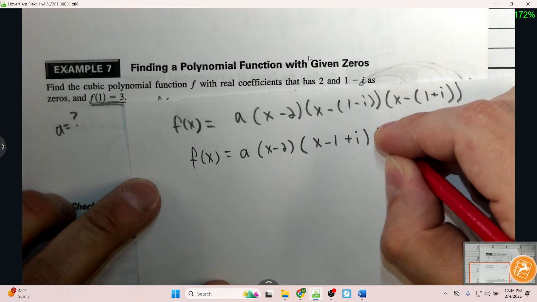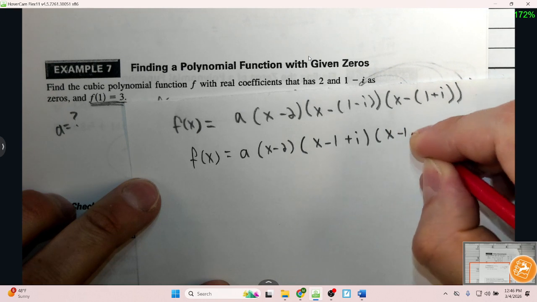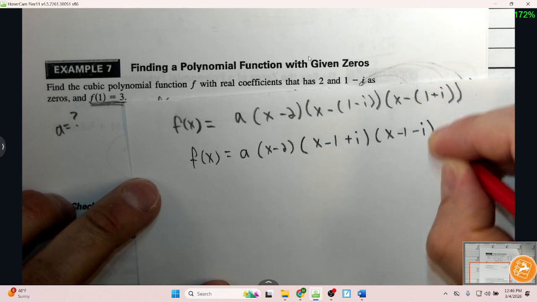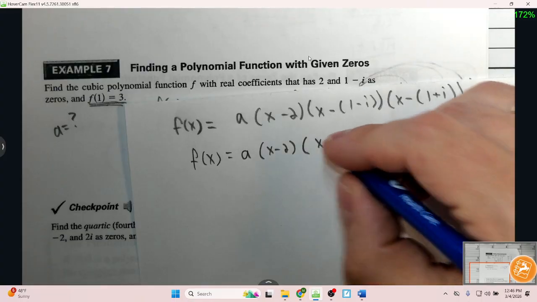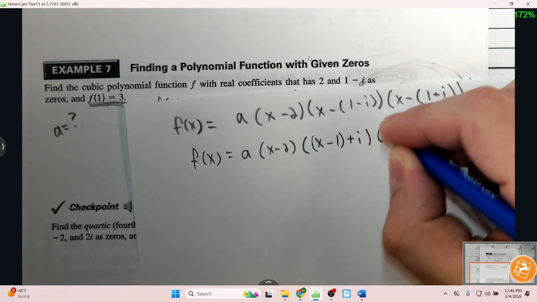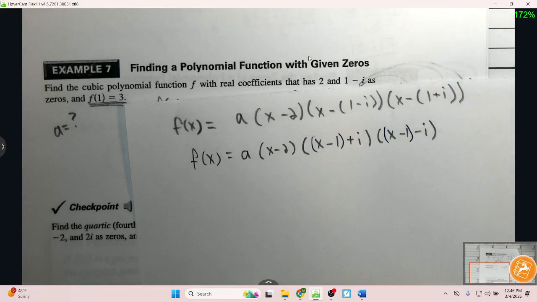Okay. And then x minus 1, then minus i. Now this is what I kind of missed last time. I want to show you what I'm talking about. What I'm trying to say is that this has actually been reformatted, like shuffled around. There's other ways to get there, but this is going to save you some time.